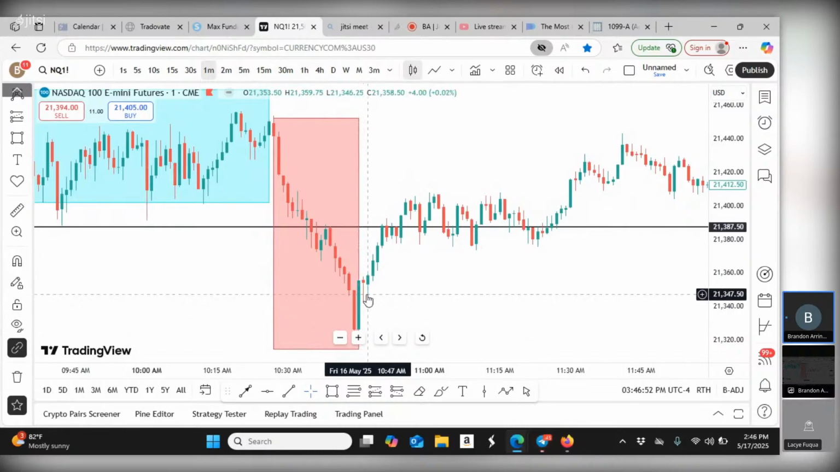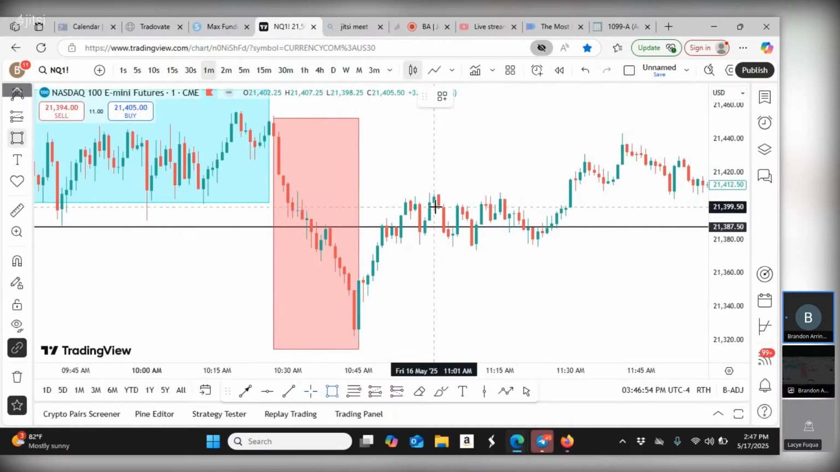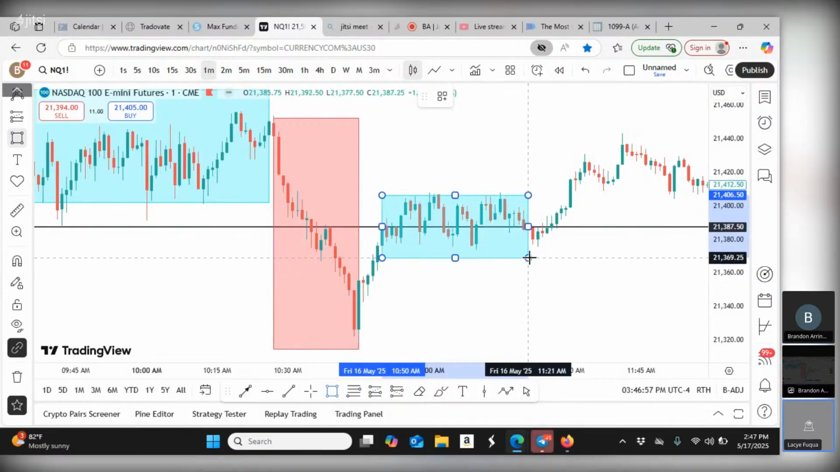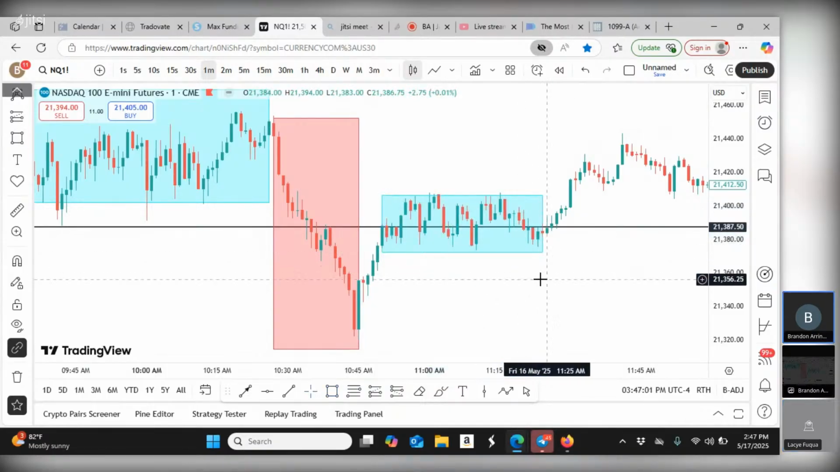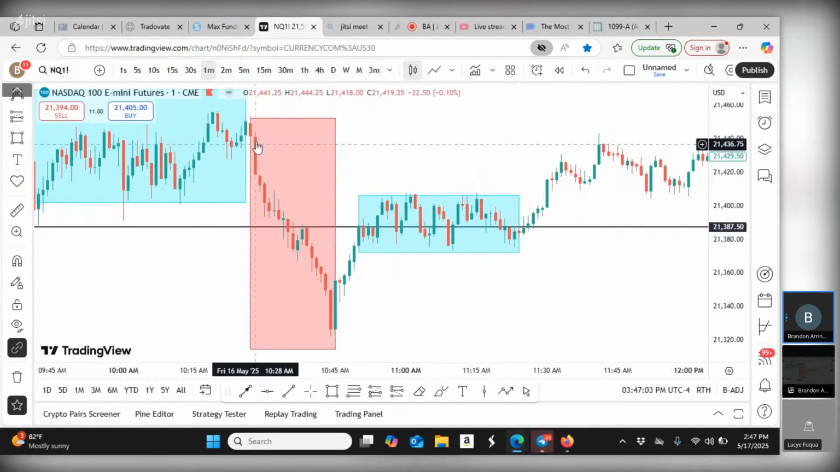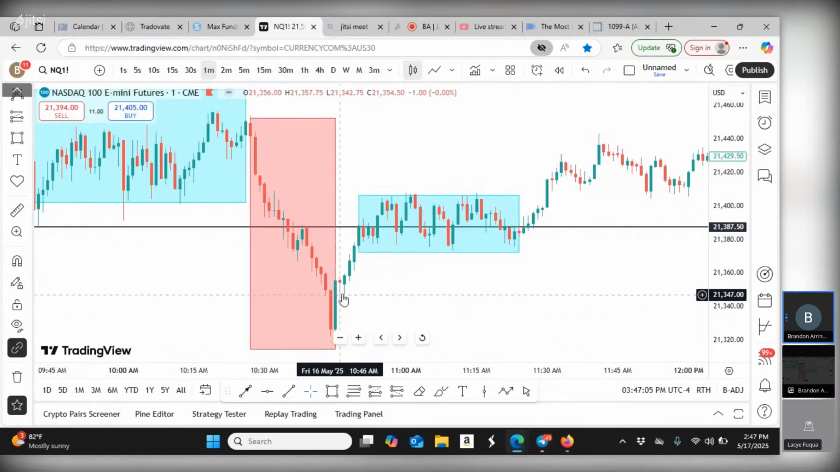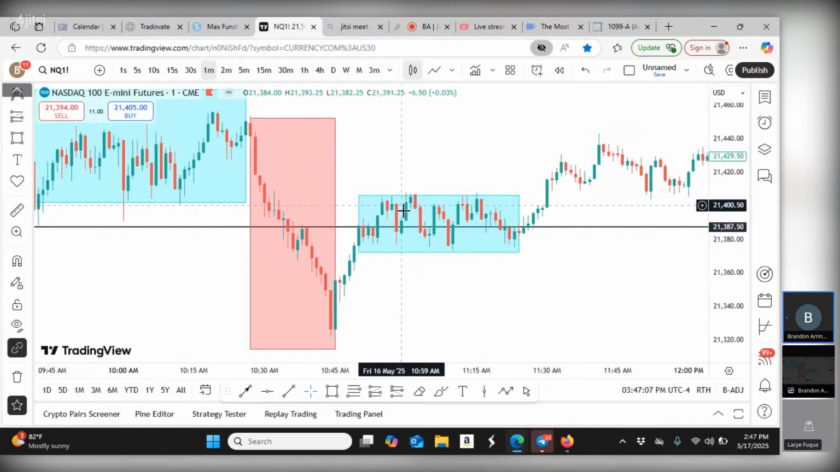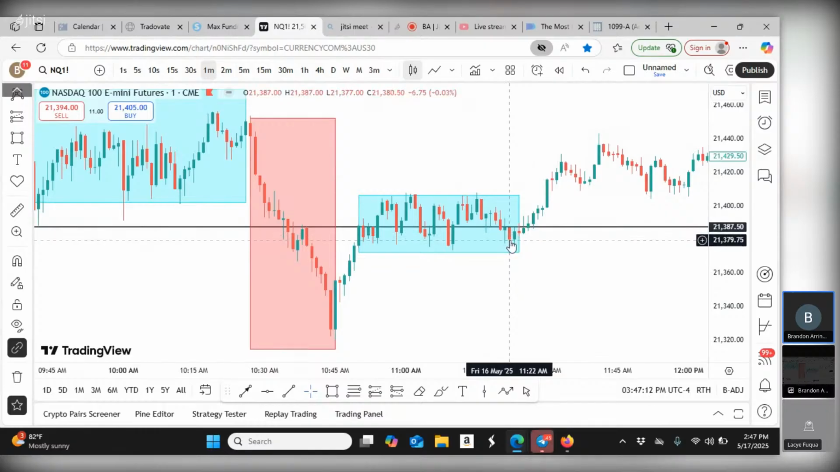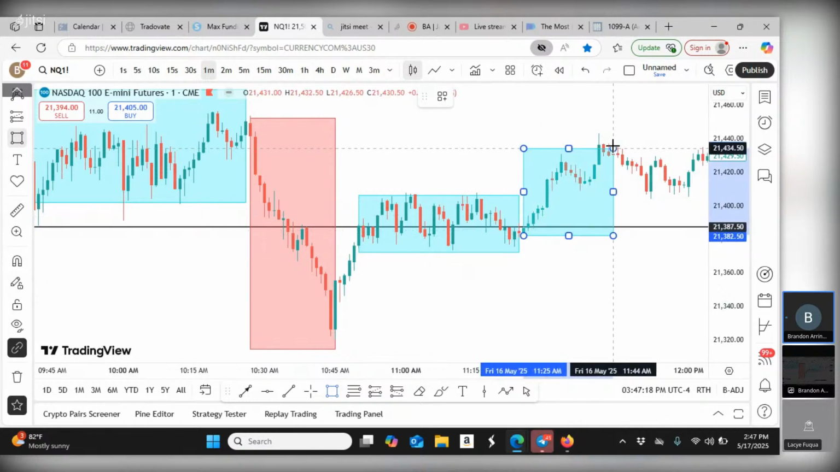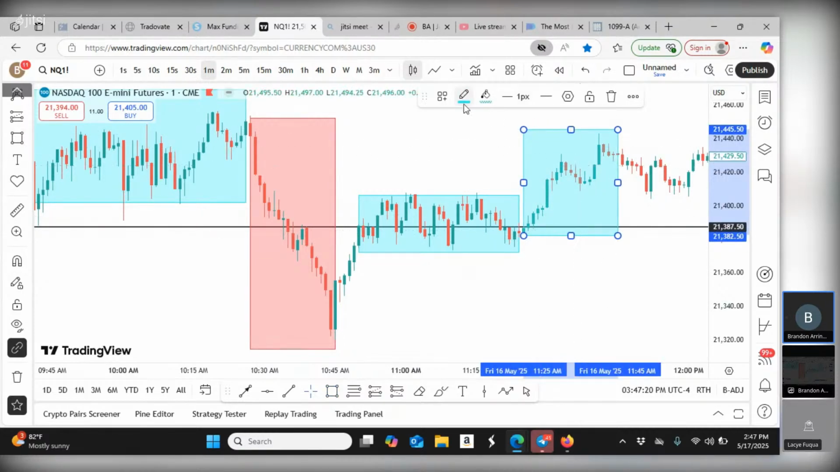So I'm just reading price action, and then I did it again right here. See how it just went sideways again. It dropped down to a one minute discount, price bounced up, it went sideways. It's building up again. I'm letting it build up. I'm thinking it's building up to go higher. That's why I bought it at 21,387. And it did just that.